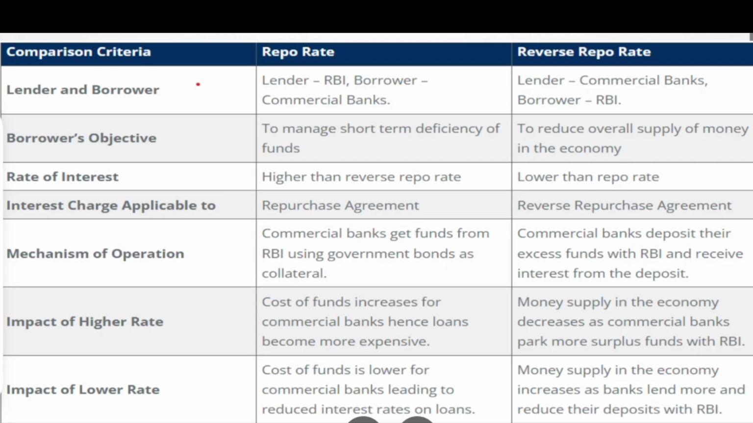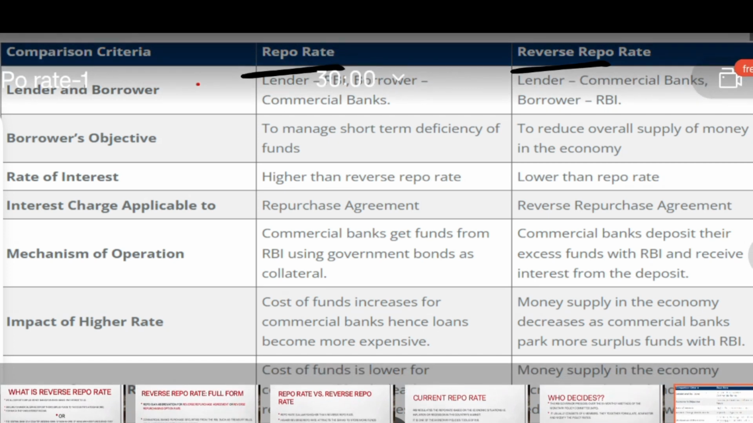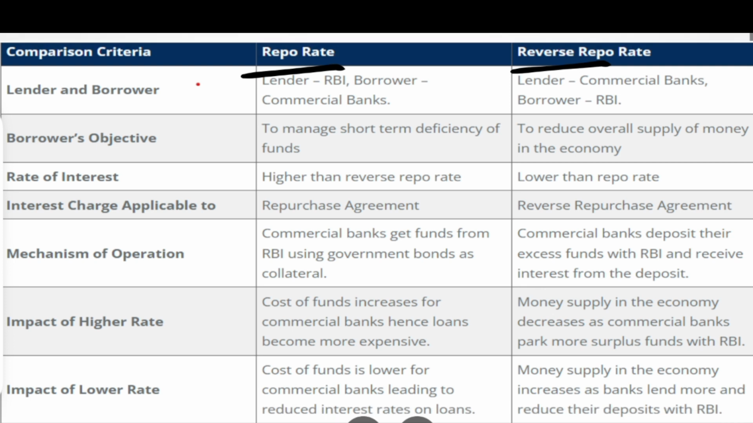Now in front of you there is a comparison between the repo rates and reverse repo rates. The major points are: whenever we talk about the repo rates, the lender is RBI and the borrowers are the commercial banks. And whenever we talk about the reverse repo rates, the lender is the commercial banks and the borrower is the Reserve Bank of India. The objective of repo rate is to manage the short-term deficiency of funds, and the objective of reverse repo rate is to control the overall supply of money in the economy.